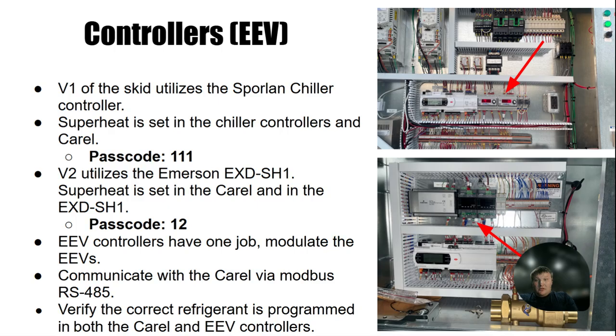Both of these communicate with the Carel via Modbus RS485, and you have to make sure that the superheat and correct refrigerant is programmed in both the main Carel and the EEV controllers. If the wrong refrigerant is set up, the PT chart won't match, and we're going to flood the rack back and damage the compressors.